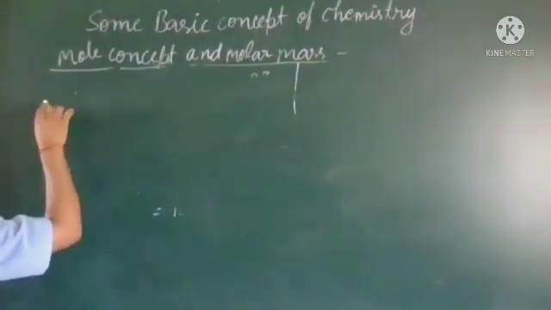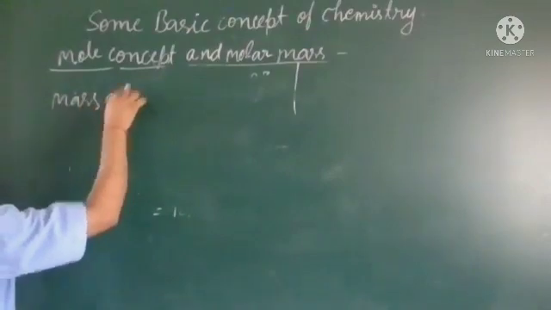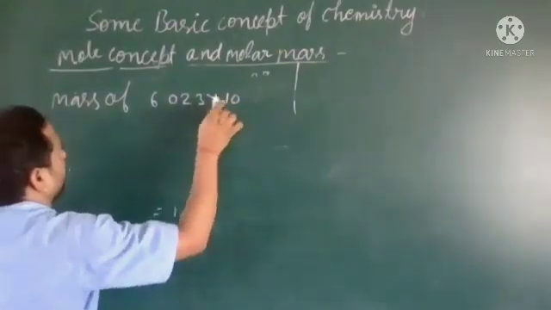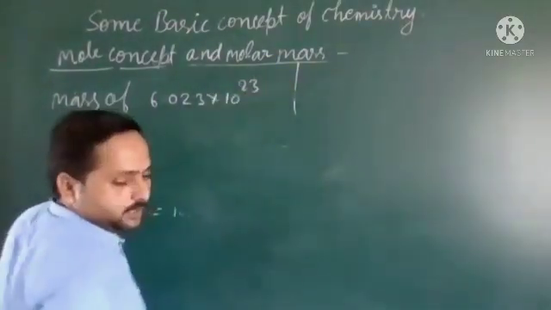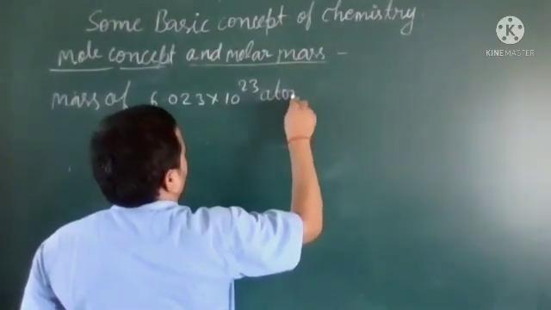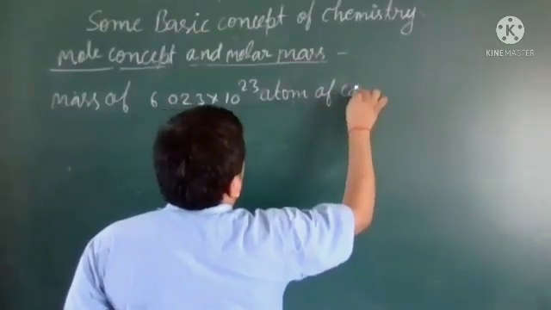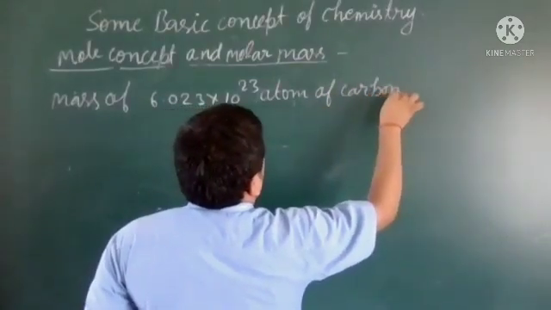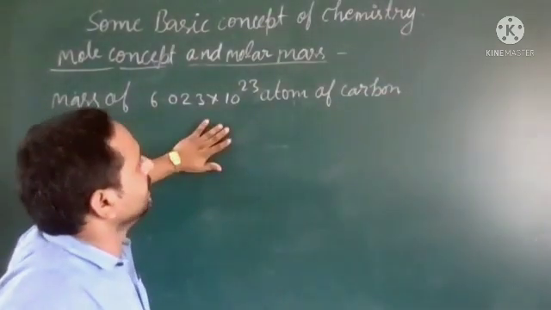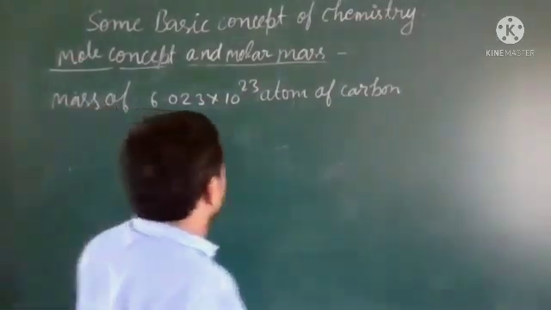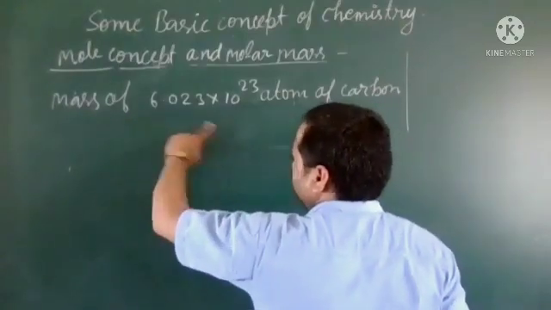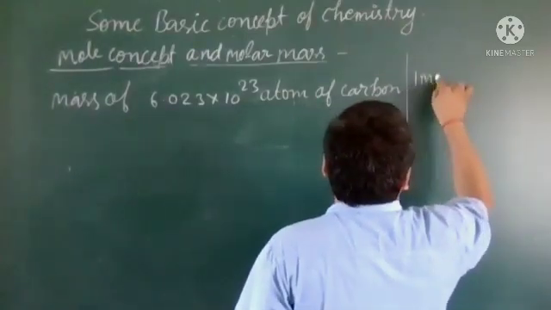Mass of 6.023 into 10 to the power 23 atoms of carbon. I am asking to calculate the mass of 6.023 into 10 to the power 23 atoms of carbon. So you might be knowing what this value is equal to. This value is equal to 1 mole.